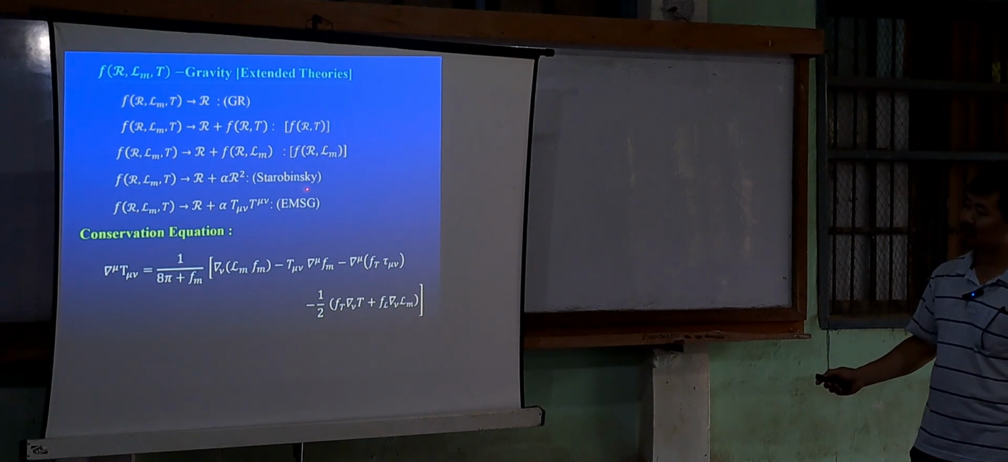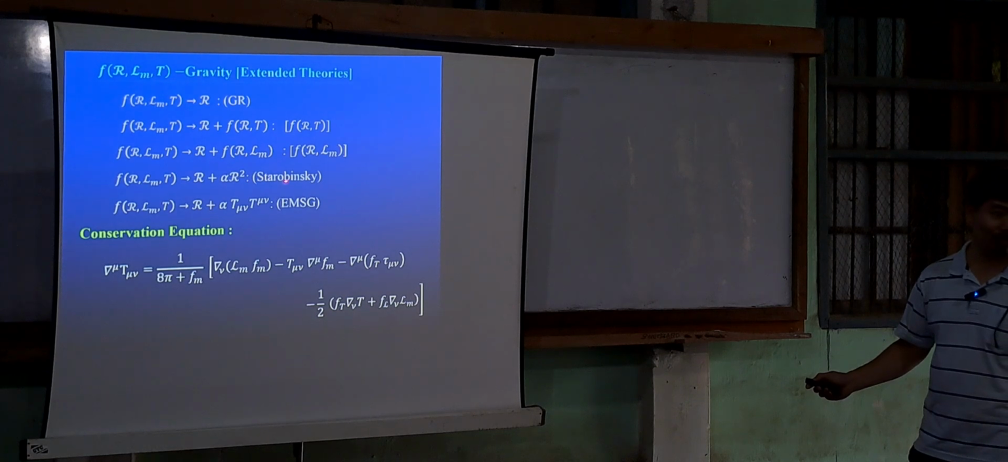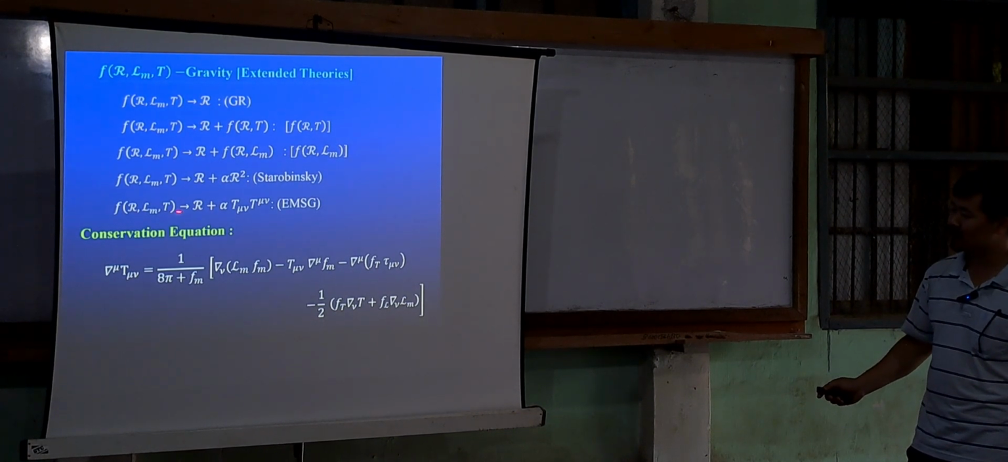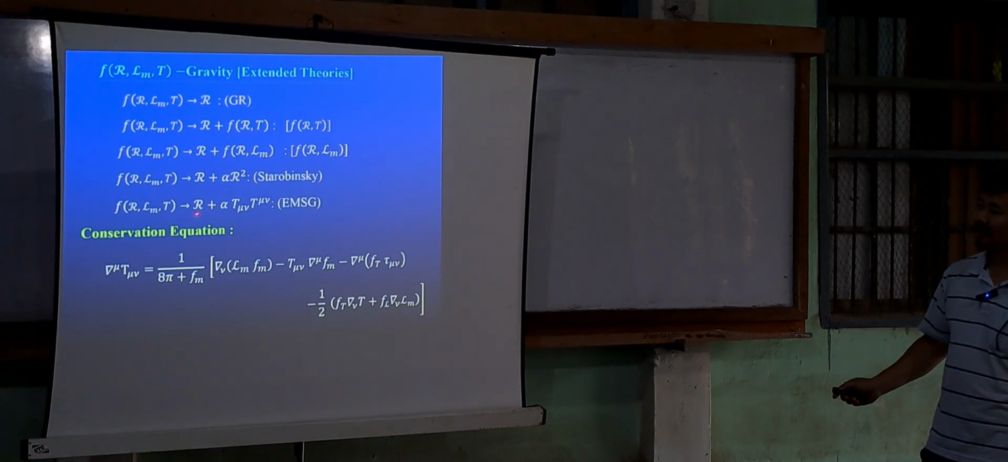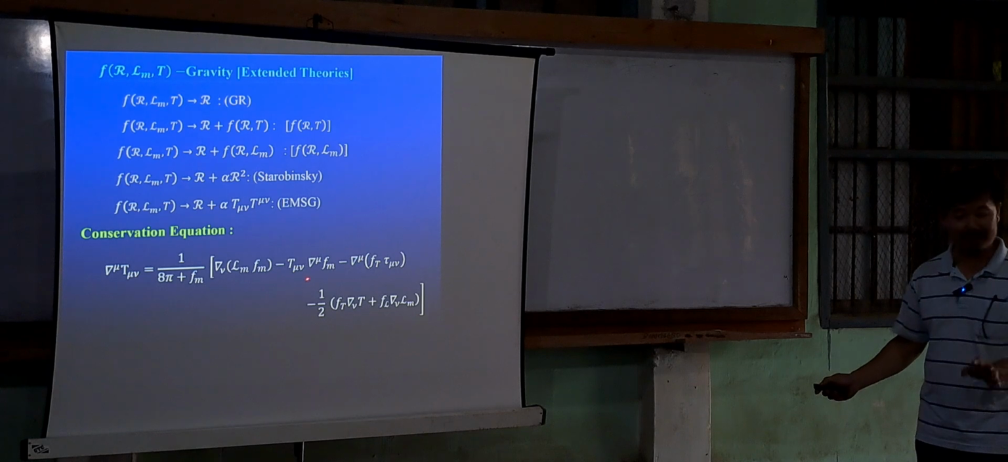This one is a very famous one, Starobinsky gravity. This can explain the acceleration of the universe without including dark energy. So very famous one. This one is also a recent one, energy-momentum squared gravity. Here, L_M will not be there, so T will be in terms of a quadratic term only. And this is a conservation equation, which is the TOV equation in tensor form.